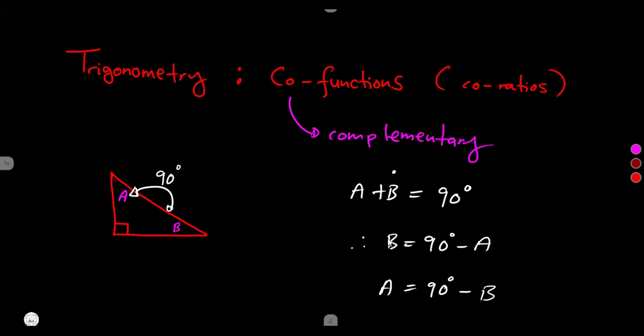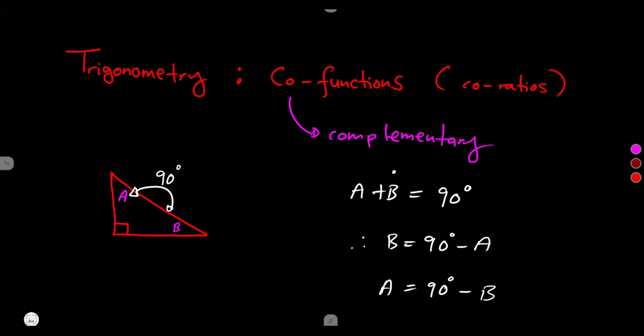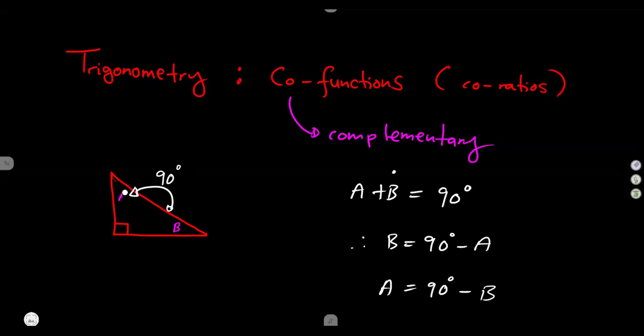So let's talk of one angle, which is theta. A and B, we have this concept, it's fine. Let's say one of these angles is theta. What is going to be the other one?